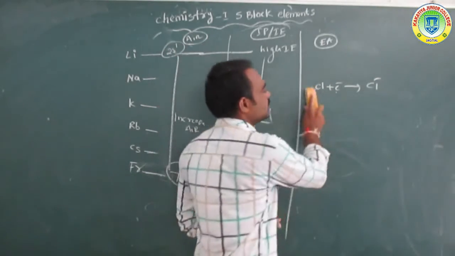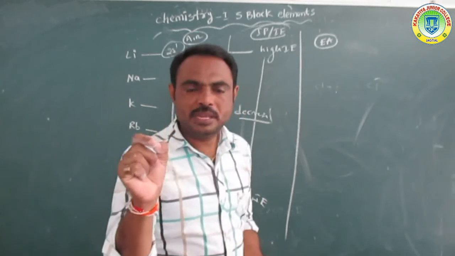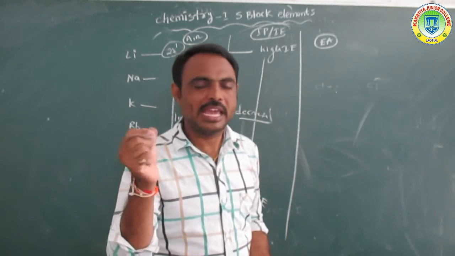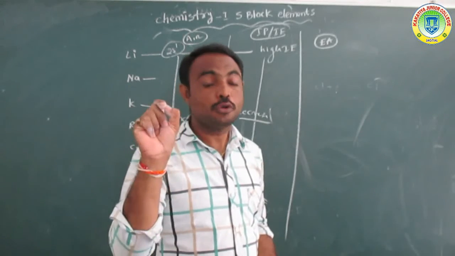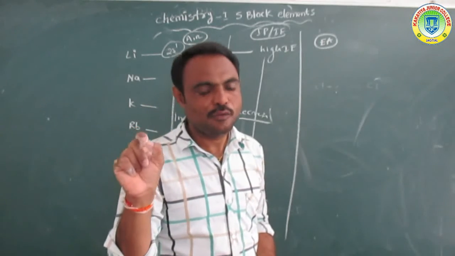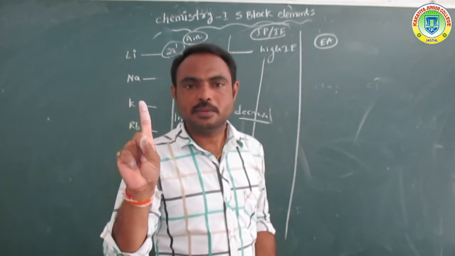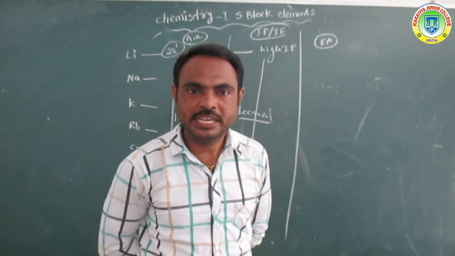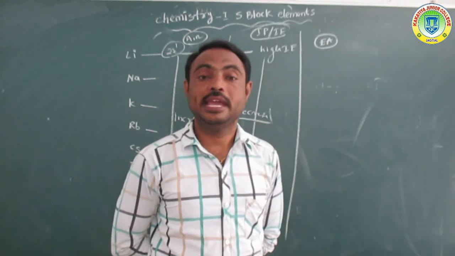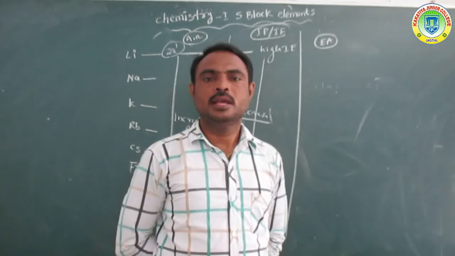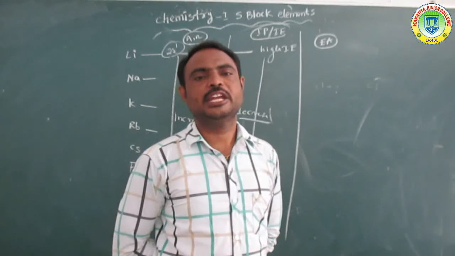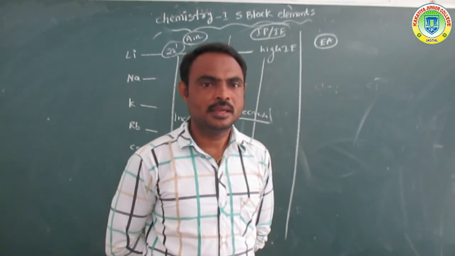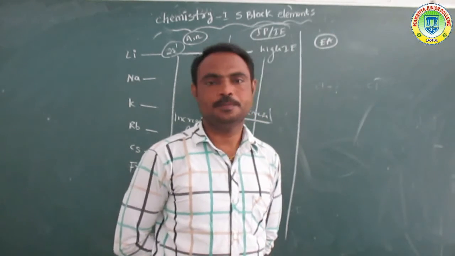So what is the electron affinity? The minimum energy required for the addition of 1 electron to the outermost orbital of a gaseous atom. That minimum energy is called electron affinity or electron gain enthalpy. This electron affinity is indicated with EA. The unit of electron affinity is kilojoule per mole.